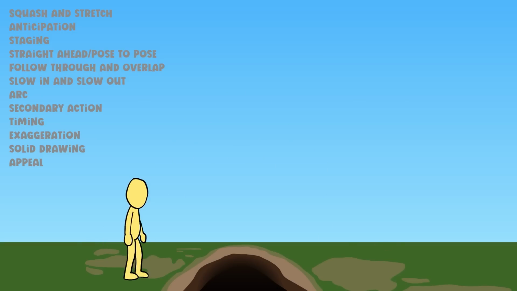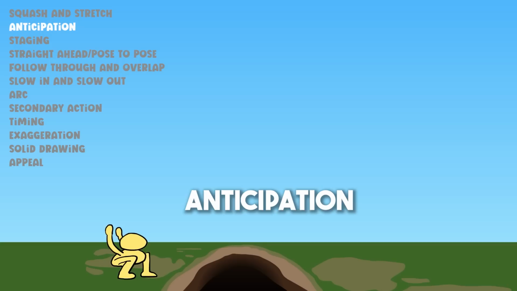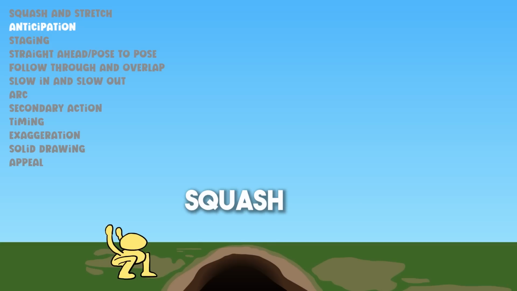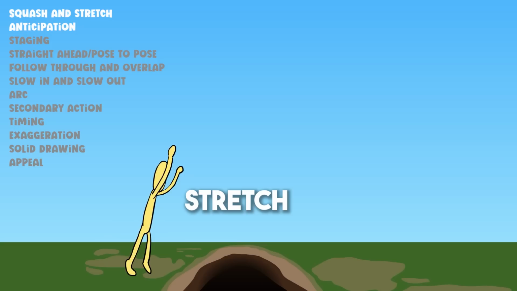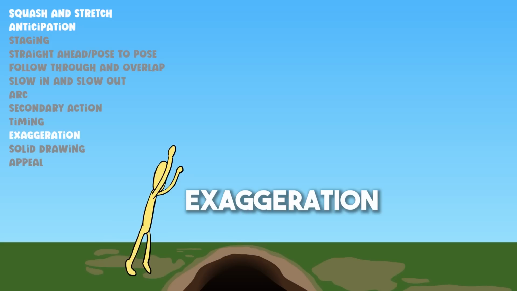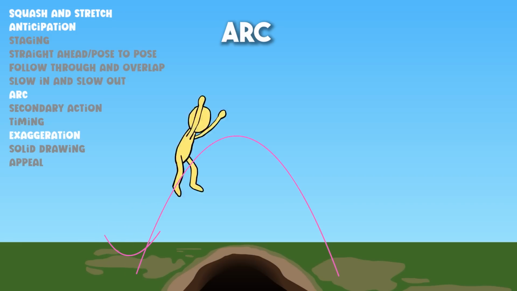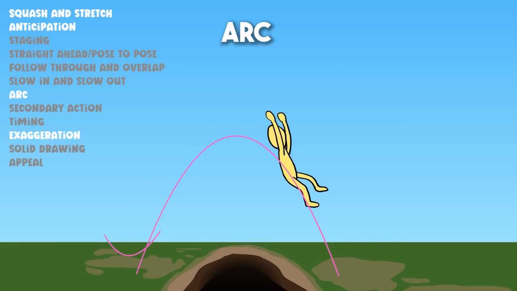Before leaping into the air, he needs to bend down and swing his arms back in anticipation. At the same time, we have a squash with the character becoming shorter and wider, then a stretch on the way up. There's also exaggeration here with how much he's squashing and stretching. Most action follows an arc. We can see that with the arm swing and of course the jump itself.